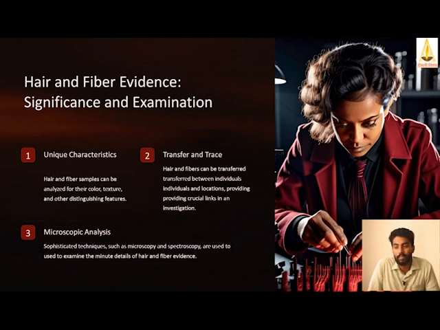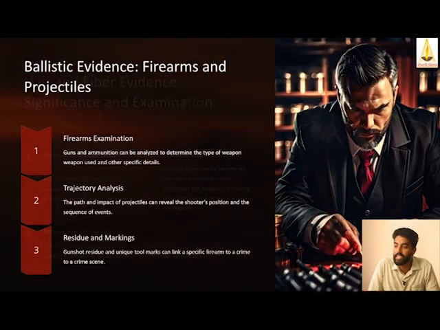Other than this, there is something called ballistic evidence, which only occurs at a crime scene where firearms and projectiles were used in the commission of the crime. In firearms examination, guns and ammunition can be analyzed to determine the type of weapon used and other specific details. Trajectory analysis is simply seeing the pathway or impact and how it was created, which will reveal the position of the shooter, or the one who fired that projectile.